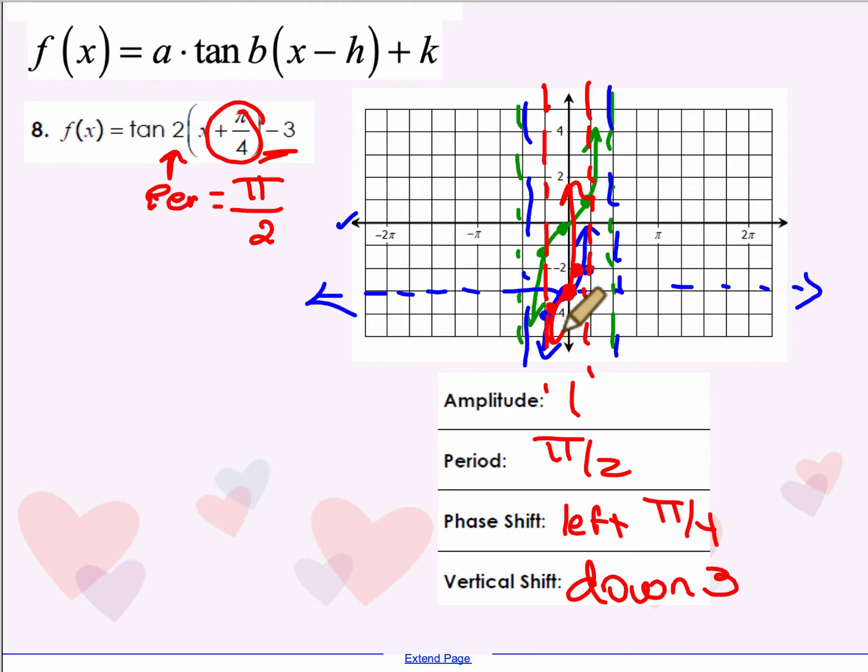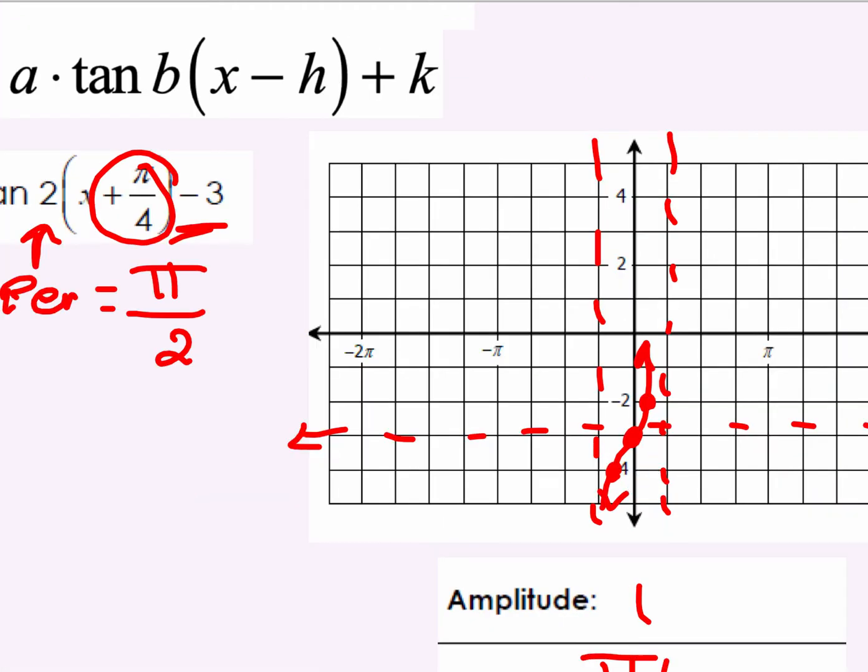I'm going to clean this up a little bit. So now what's left to do is that phase shift. So I'm going to shift everything to the left pi over 4. So remember, on the coordinate plane, whenever we go 4 boxes, that's a length of pi, the way we have it divided up. So that means pi over 4 is just going to be the width of 1 box. So now I'm going to move everything to the left. So all the asymptotes are going to move to the left 1 box. And each of my points are going to move to the left 1 unit, or 1 box.